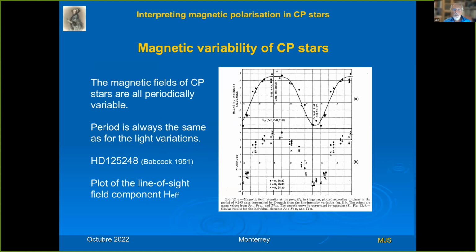For example, here, a classical magnetic star, HD 125248. It turned out that the magnetic fields of these CP stars are all periodically variable with the same period as the light variations. Here for this star, there's the plot of the line of sight field component. And as it turns out, this variation is largely sinusoidal. It can be a bit deformed, but in general it's more or less sinusoidal.